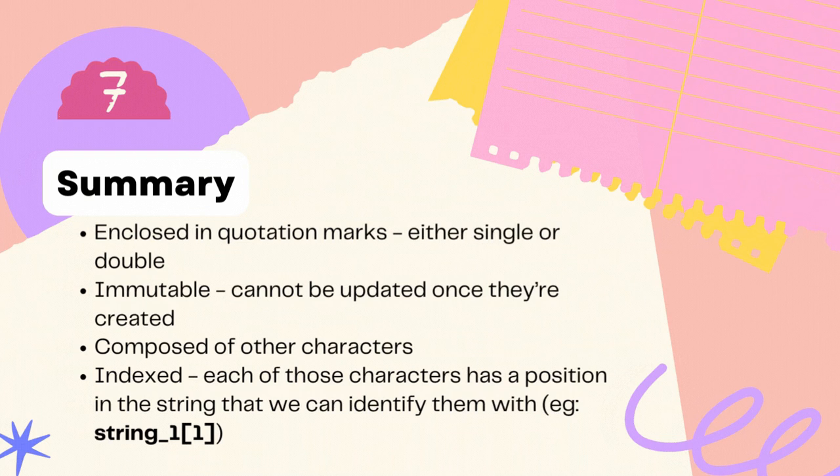We can recognize strings because they are, 1, enclosed in quotation marks, either single or double, doesn't matter, as long as you're consistent. So if you start a string with a double quote, you have to end the string with a double quote. They're also immutable. They can't be updated once they're created. They're also composed of different characters, right? So one string can be composed of multiple characters. They're also indexed and have an order. So each of those characters has a position in the string that we can identify with some sort of index syntax, such as our square bracket notation.